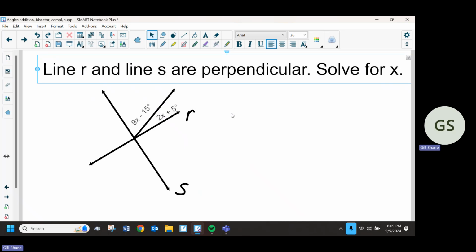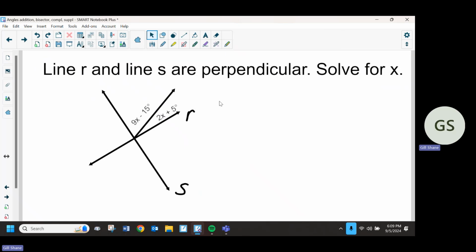It tells you that two lines are perpendicular and then just says solve for x, and it gives you some information in the image. So the first thing you need to know is line R and line S are these two lines. That's line S, that's line R. Those two lines are perpendicular. It tells you that in the problem.